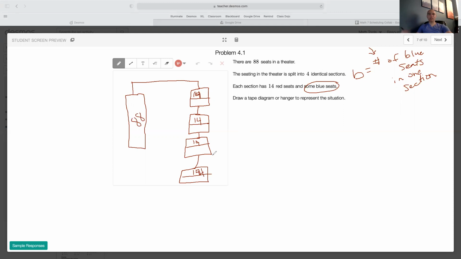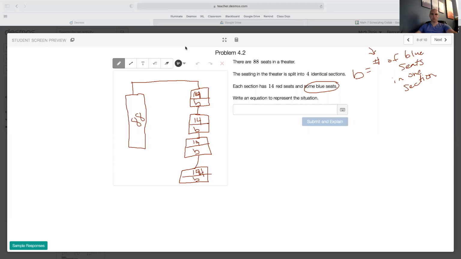And then the rest of the seats in each of these 4 sections is the blue, right? And B stands for the number of blue seats in each section. So I can just put a B, B, B, B here. All right, so there's my tape diagram for this situation. I have a feeling they're going to make me use the tape diagram in the next section. Yep. Okay. And so now it says write an equation to represent this situation.